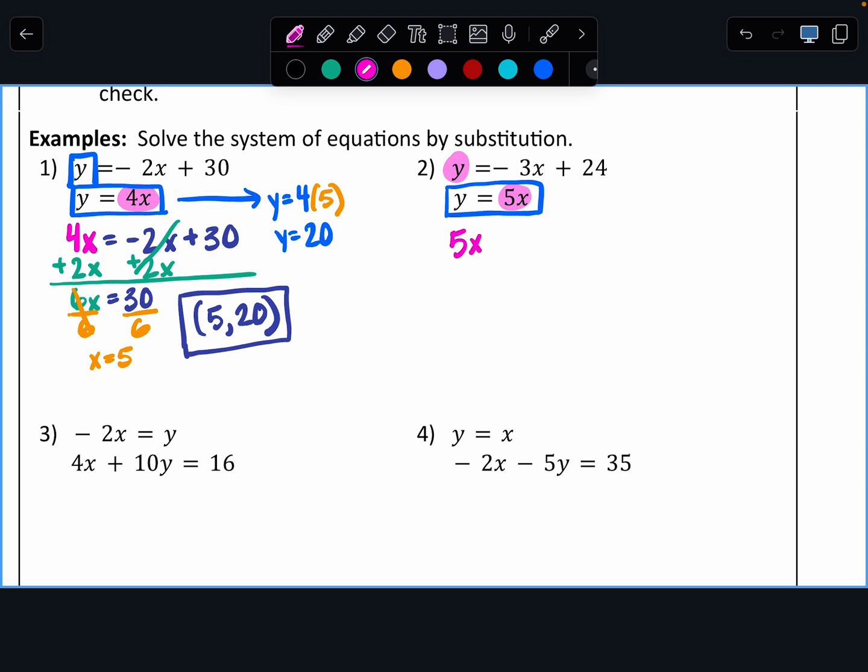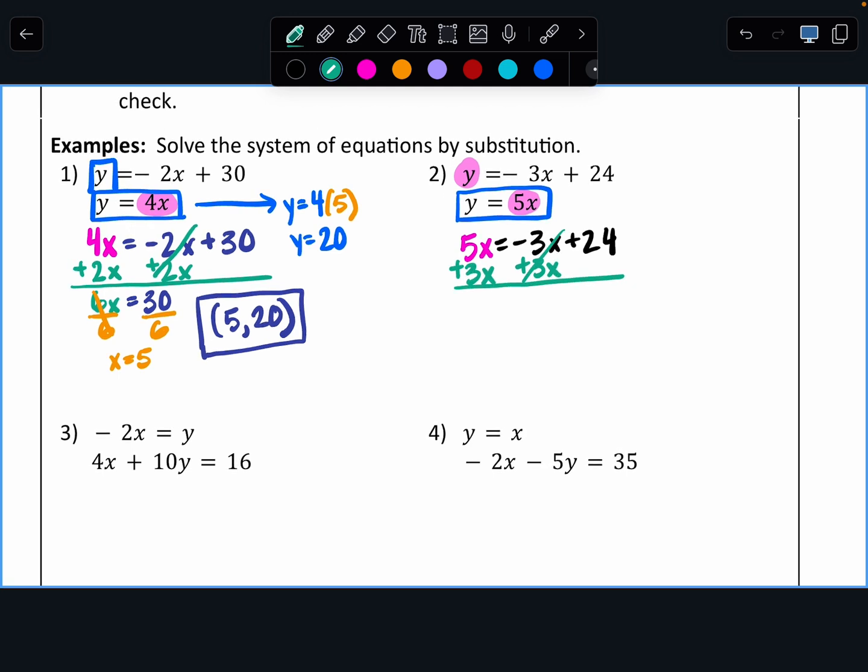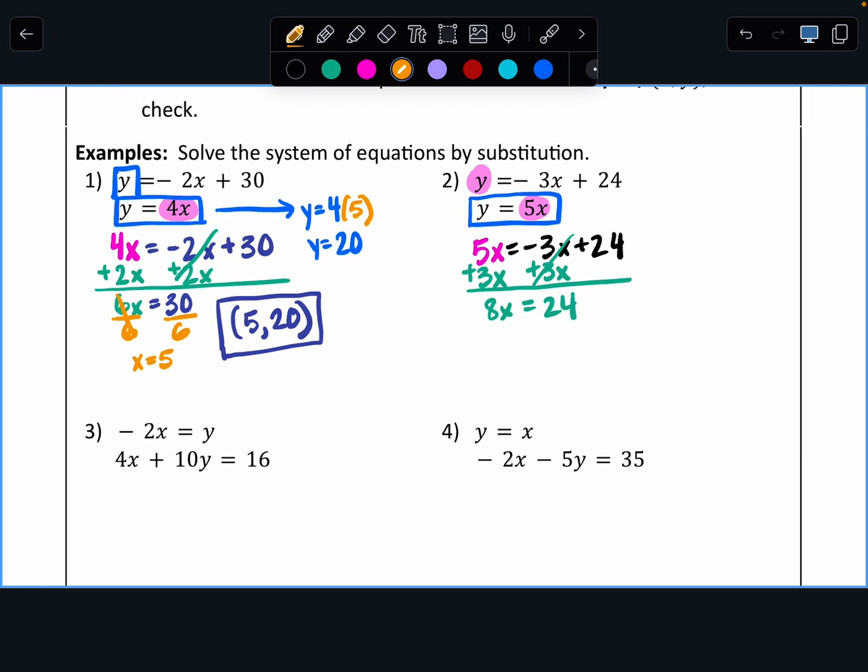So 5x equals negative 3x plus 24. And now I can solve this for x. Add 3x to cancel out. Add 3x. Now I have 8x equals 24. Divide by 8. X equals 3.